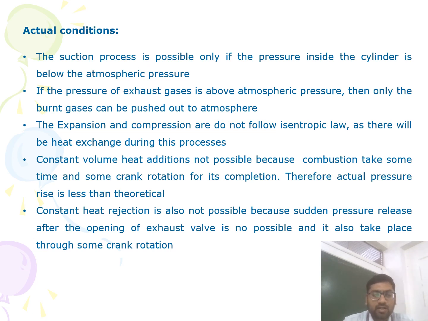Next condition is what? The constant heat rejection is also not possible, because the sudden pressure release after the opening of the exhaust valve is not possible and it takes place with some crank rotation. So the heat rejection also requires some time. Sudden processes never happen. That's why it requires some time in terms of crank rotation, and so the sharp corner becomes a curved line, as you see in the figure in the subsequent slide.